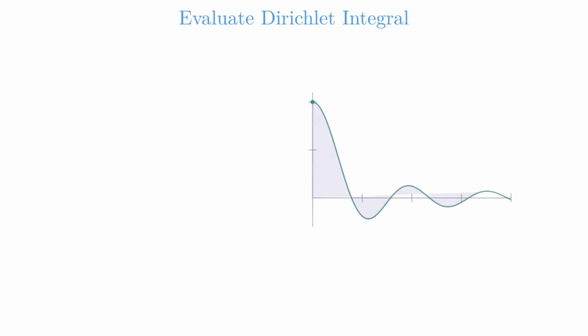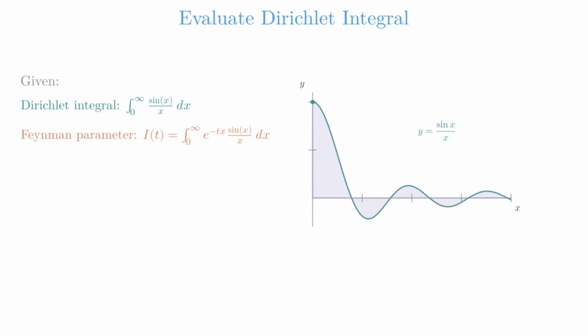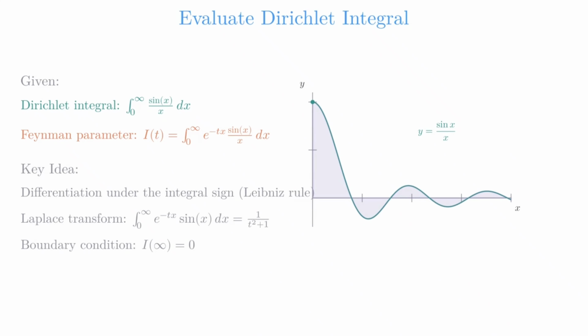The integral of sine x over x from 0 to infinity. It's called the Dirichlet integral, and it equals pi over 2. But how do you prove it? Standard techniques fail here. There's no elementary antiderivative for sine x over x, integration by parts loops, and substitution goes nowhere. Goal: evaluate the Dirichlet integral using Feynman's differentiation trick.